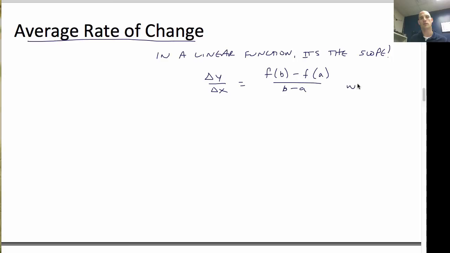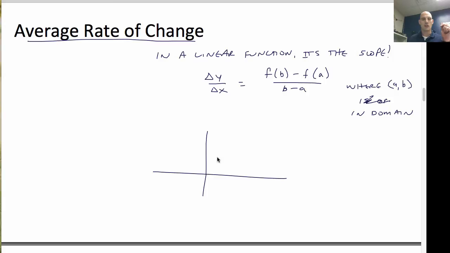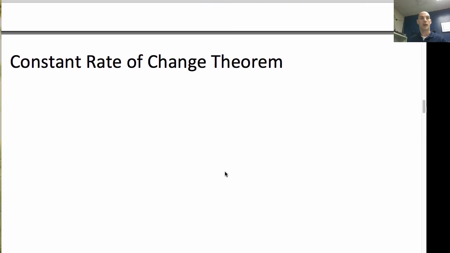over b minus a, where a and b are in the domain. Okay, so a and b are going to be things that go in. So, for example, let's say I've got a line here, and this is actually the constant rate of change theorem. If I've got some a here and some b here, f of a is here, f of b is here. So to find the slope, it's the change in y over the change in x, which is, if this is a comma f of a up here, and this is b comma f of b. Okay, those are the 2 points represented. To find that slope, you just take the two points and do the slope equation to them.